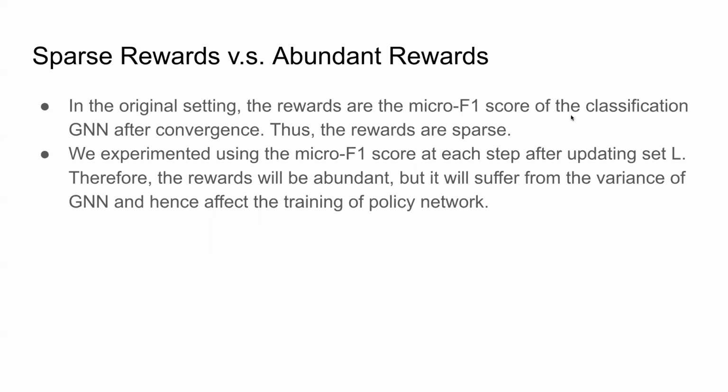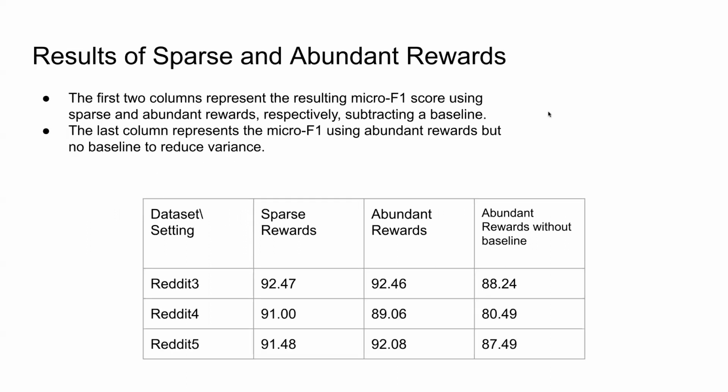And then we also investigate sparse rewards versus abundant rewards. In the original setting, the reward is the micro F1 score of the classification GNN after convergence. Thus, the rewards are sparse. We experiment using the micro F1 score at each step after updating set L. Therefore, the reward will be abundant, but it will suffer from the variance of the GNN and hence affect the training of the policy network. Here is the result of sparse reward versus abundant reward.